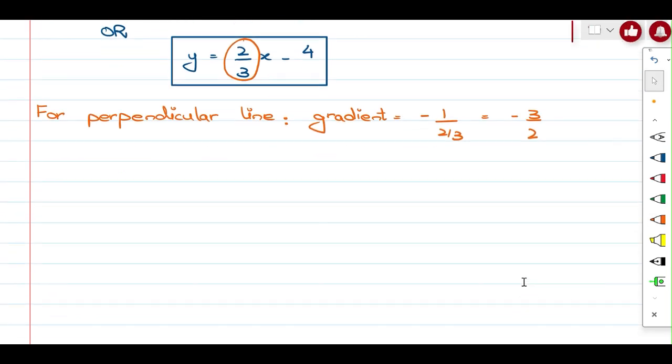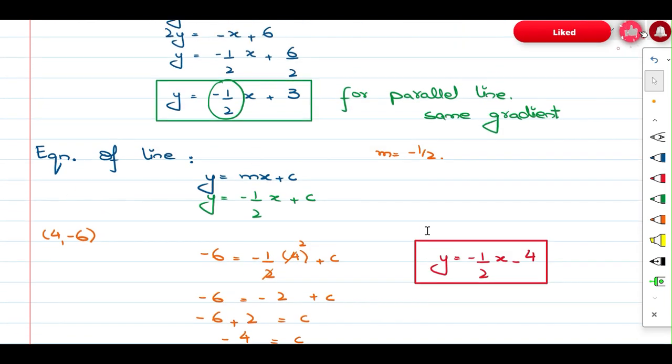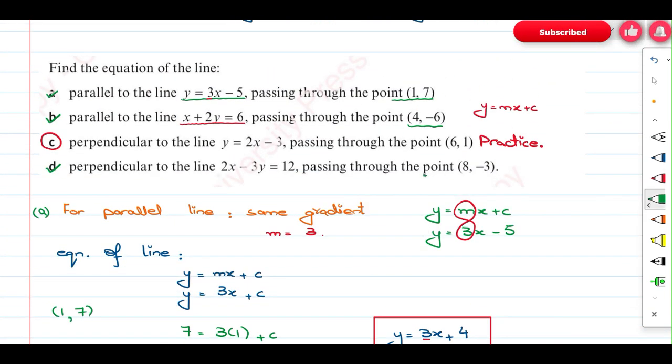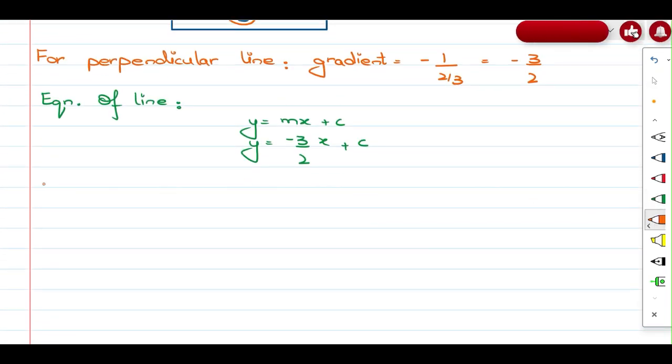Now we have to figure out the equation of the line which is perpendicular to the above line. So y equals mx plus c. Y equals m value, negative 3 by 2 x, plus c. To get the value of c, we need to plug in the given point. The point is, sorry, positive 8 and negative 3. So 8 and negative 3, this point I'm going to plug in.